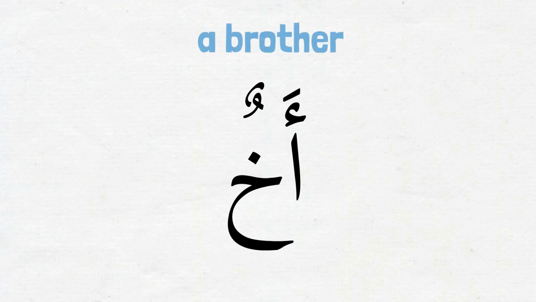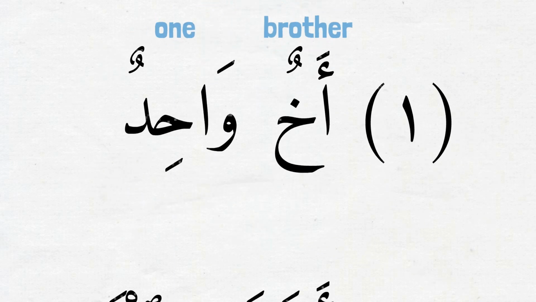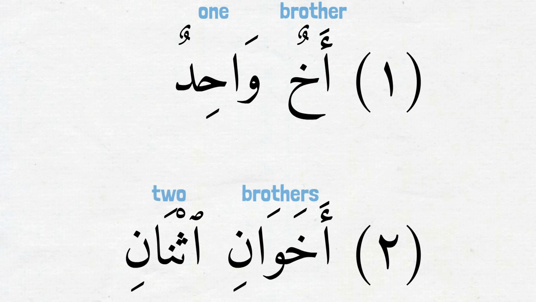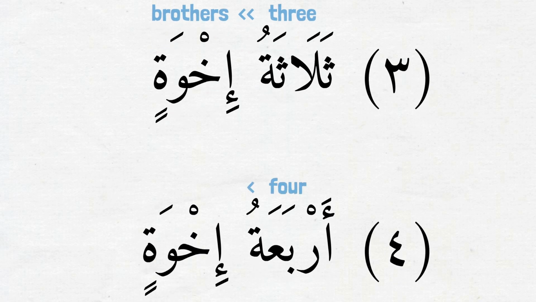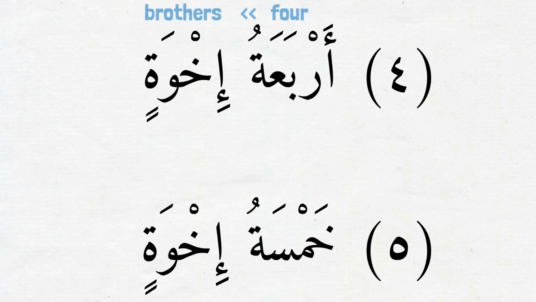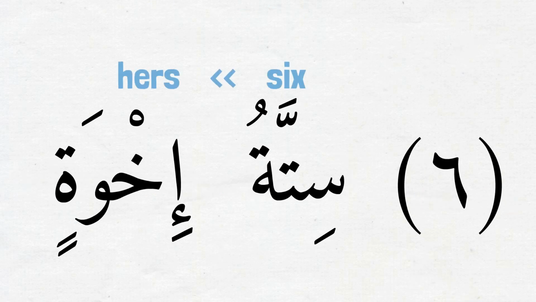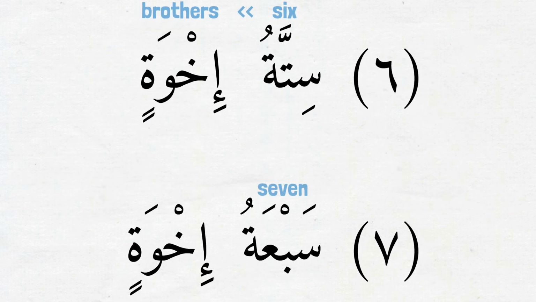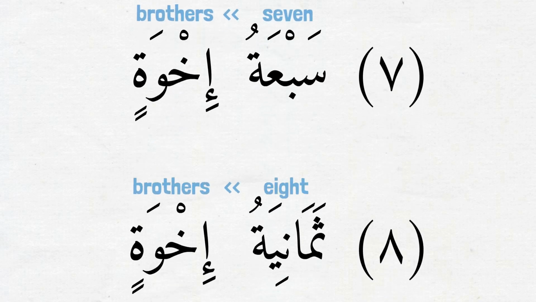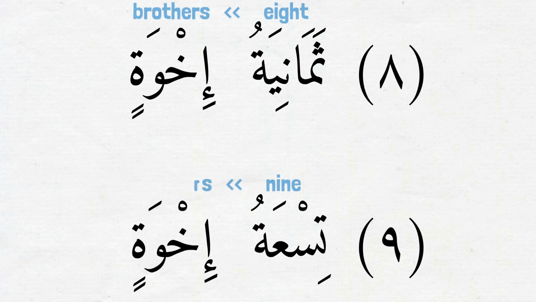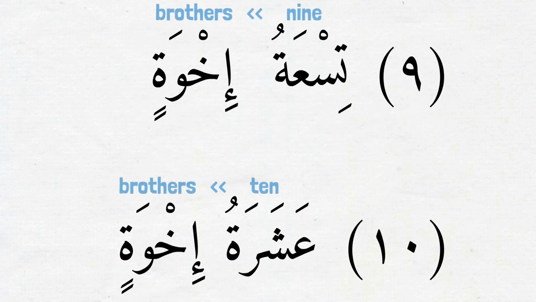Next we have أخ, a brother. أخ واحد أخوان اثنان، ثلاثة إخوة، أربعة إخوة، خمسة إخوة، ستة إخوة، سبعة إخوة، ثمانية إخوة، تسعة إخوة، عشرة إخوة.